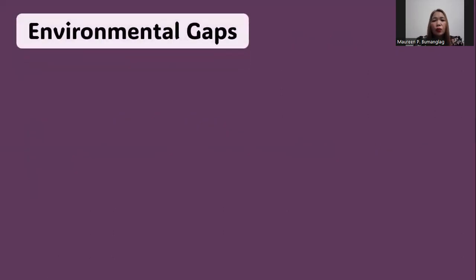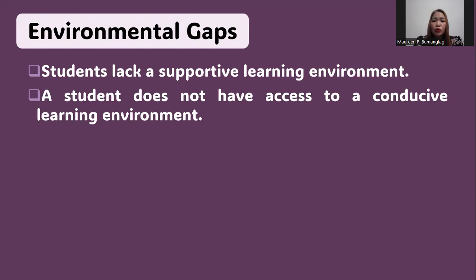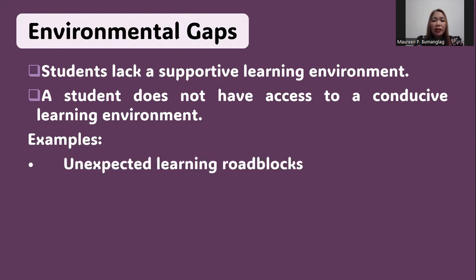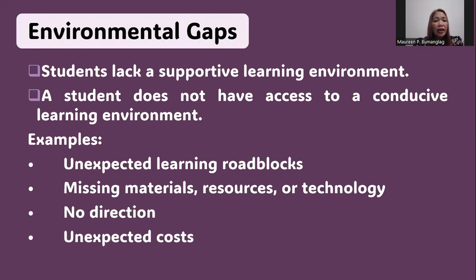The next one, we have the environmental gaps. Students lack a supportive learning environment. A student does not have access to a conducive learning environment. Here are some examples: unexpected learning roadblocks, missing materials, resources, or technology, no directions, and unexpected cost. Student surroundings can become a barrier to effective learning if their environment is not conducive.